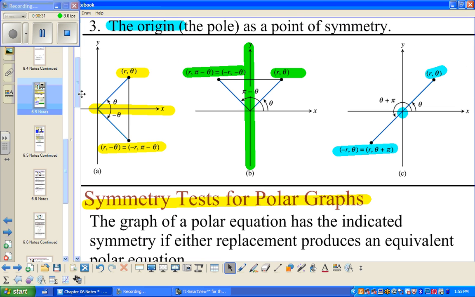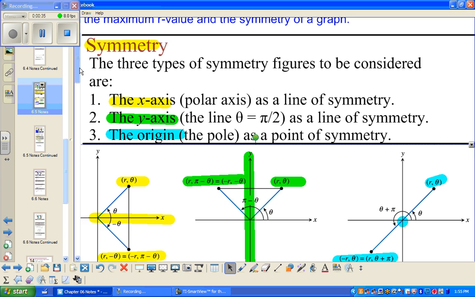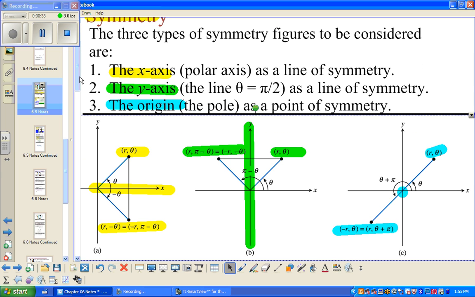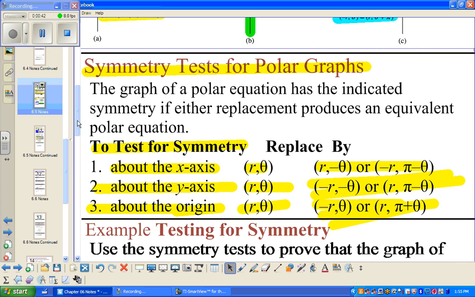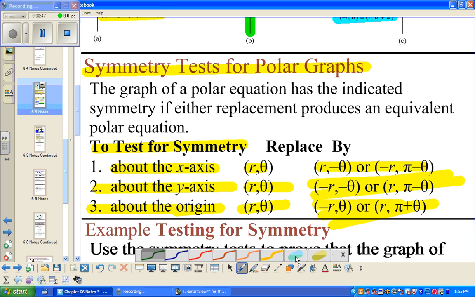Graphically, here are the graphs. Here are the reflections in each of those different types of symmetry. And algebraically, these are the tests that you can make to see if those occur.